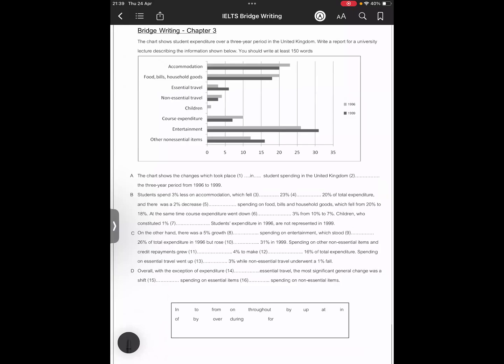So these charts show student expenditure over a 3-year period in the United Kingdom. Write a report for a university lecture describing the information shown below. You should write at least 150 words.